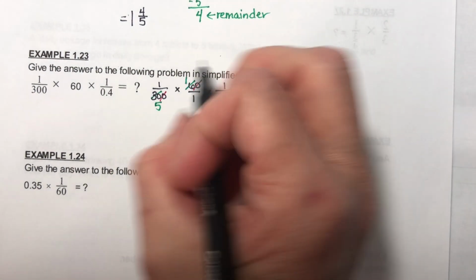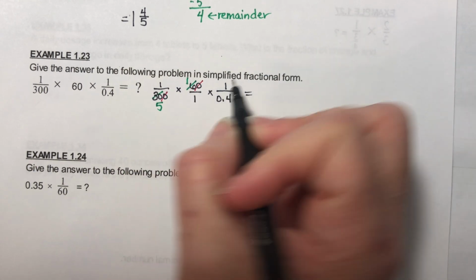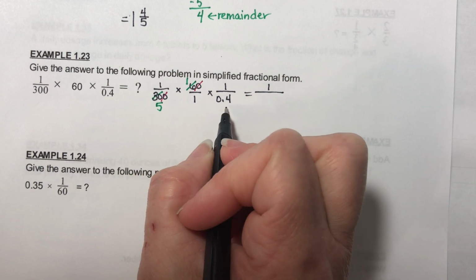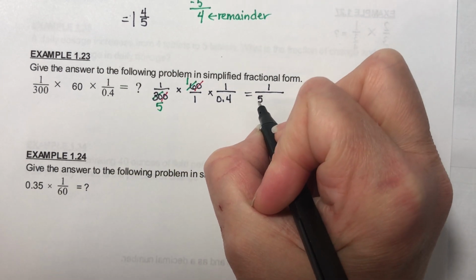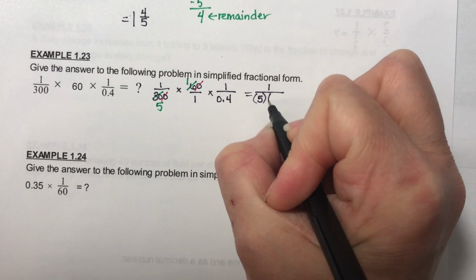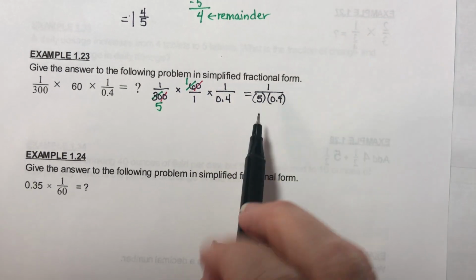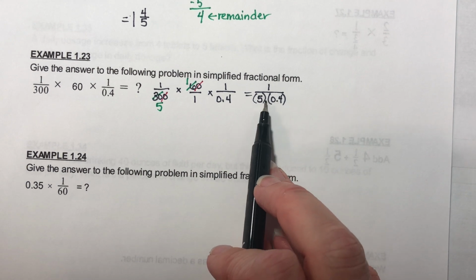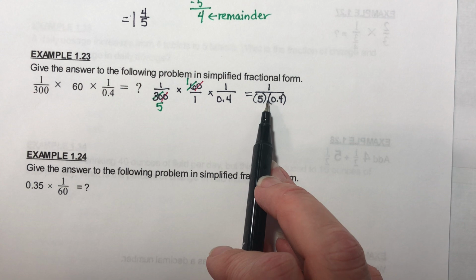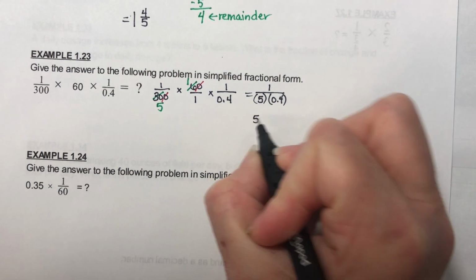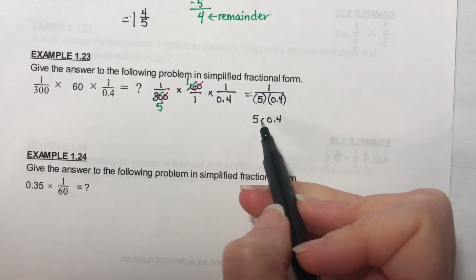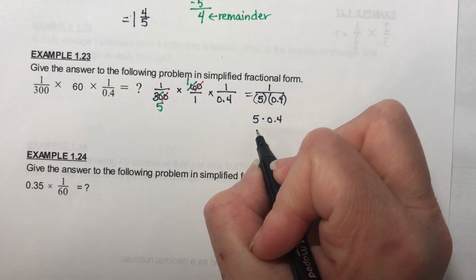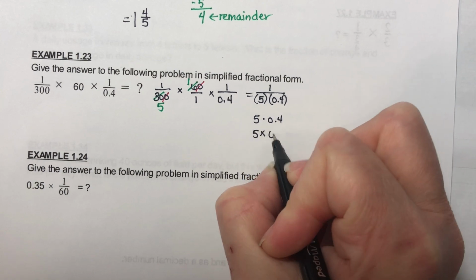Now let's multiply straight across. I have 1 times 1 times 1, which is 1, over 5 times 1 times 0.4. So this is 5 times 0.4. If you have parentheses that are simplified on the inside, but they're side by side without anything between them, that's a multiplication. I could have written 5 · 0.4, although that can be a little bit confusing because of a decimal and a dot. I could have done 5 x 0.4.